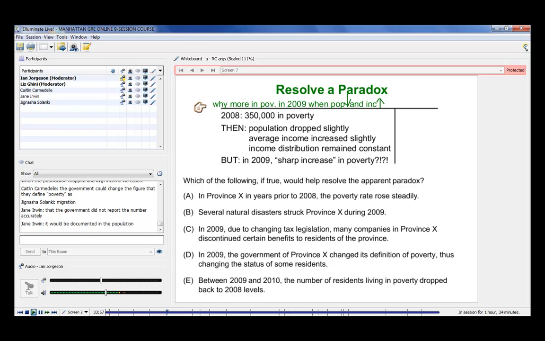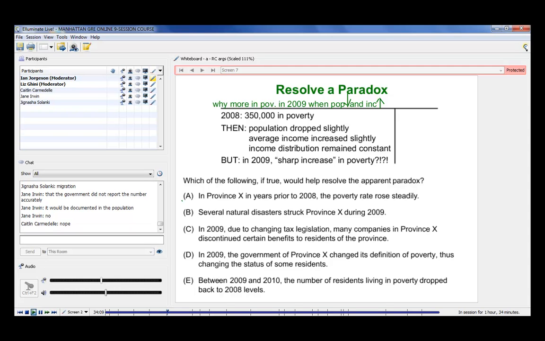In province X, in years prior to 2008, the poverty rate rose steadily. Does that answer the question why there was more poverty in 2009? Why not? All right, I'm going to make life harder on you guys. You can't just tell me no anymore. You got to tell me why. Jane, hop on the mic. Tell me why for A.